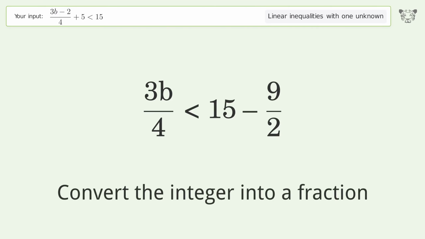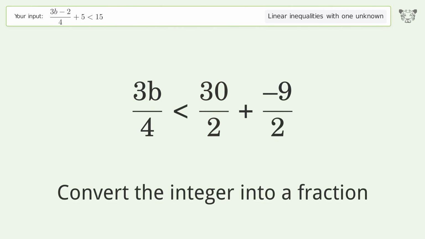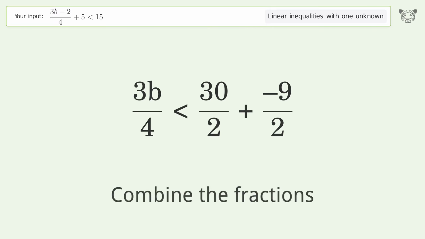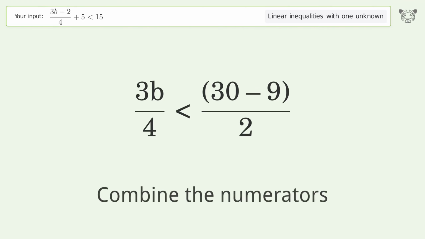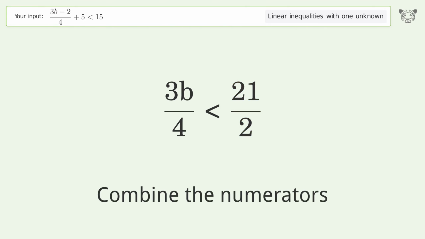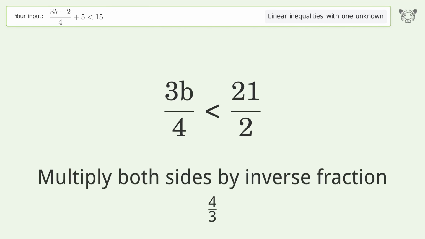Convert the integer into a fraction. Combine the fractions. Combine the numerators. Isolate the b. Multiply both sides by inverse fraction 4/3.